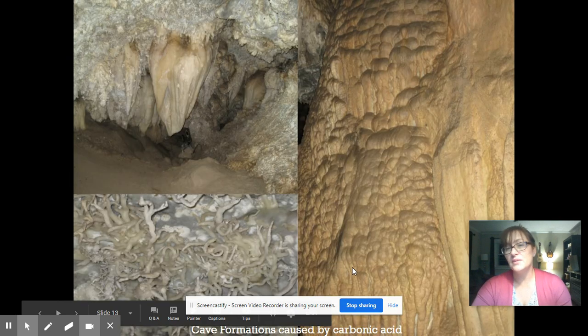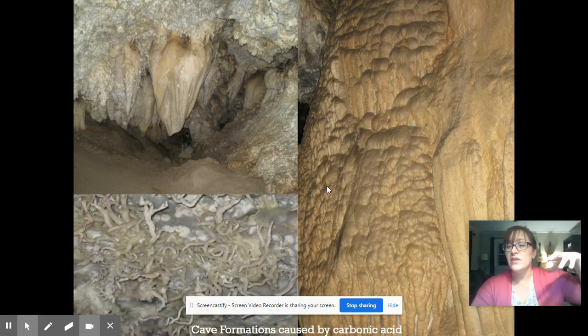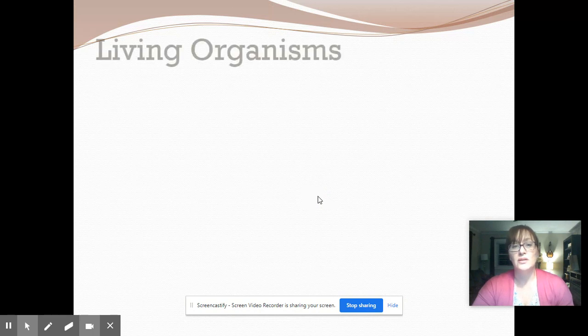So here's some examples of carbonic acid being carried into a cave. So this is actually seeping in from the surface, and then underneath there's a cave that's slowly eroded out over time, and you can look up on the ceiling of the cave and see all these really cool rock formations.